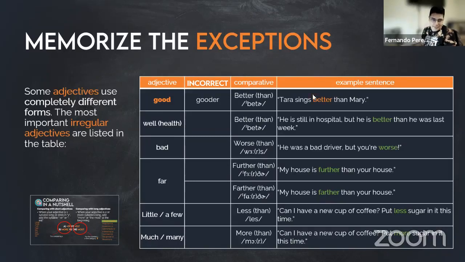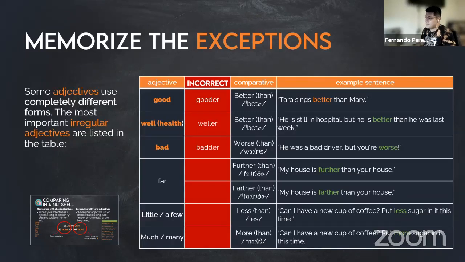The same case happens with well. If you say well, the comparative is not weller. It's better too. Bad. The word bad is not better. It's worse.